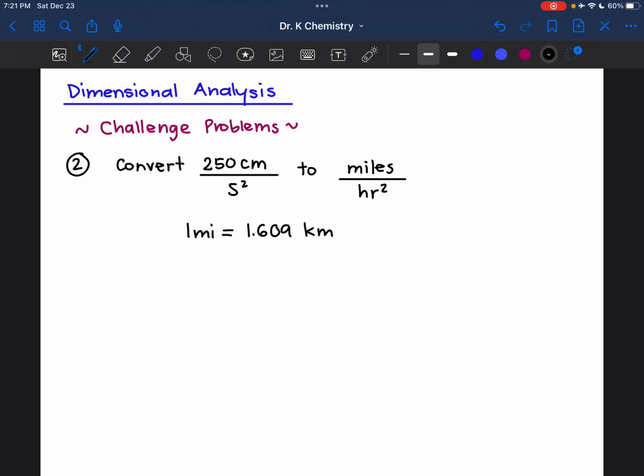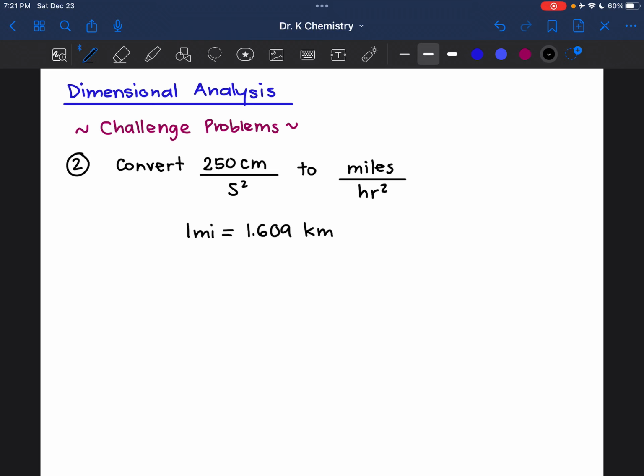In this problem, we need to convert units that are squared, which adds a bit of complexity. So I'm going to start as usual by building myself a roadmap to keep track of where I need to go and which units I'm trying to convert. It's saying that we need to convert 250 centimeters over seconds squared to miles over hours squared.